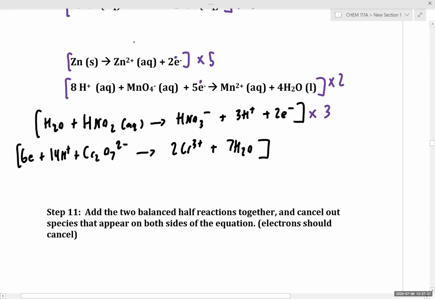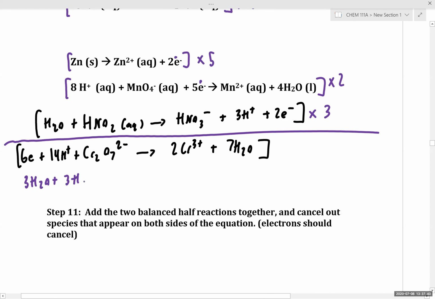So separating out our coefficients, I'm just going to draw a little dividing line here. That gives us 3H2O plus 3HNO2 aqueous leads to 3 NO3 minus plus 9H plus 6 electrons. We have equal numbers of electrons on each side.